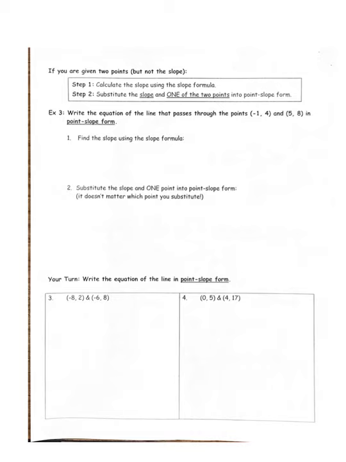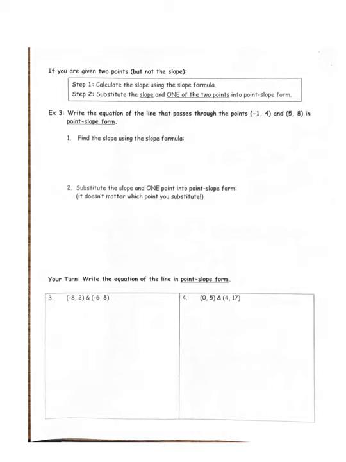So here on the next page, they're going to ask us to come up with the equation of a line given 2 points, but not the slope. So this is where we're going to add one step to the beginning, where we first calculate the slope using our 2 points, and then use that slope and one of our points to plug into that point slope form, just like we did on the previous 2 examples.